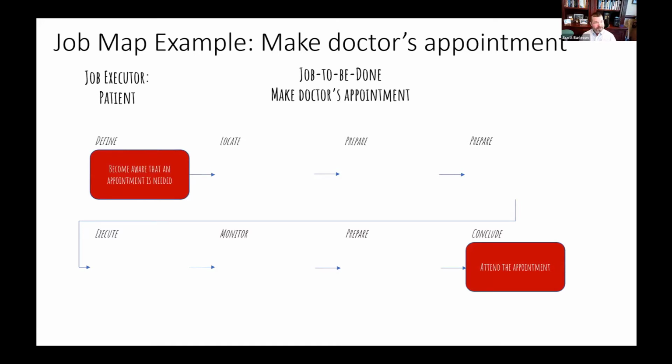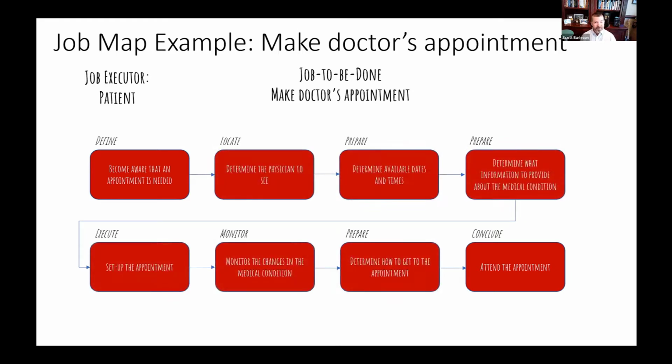So our first step: what's the beginning point and what's the end point? This process begins when we become aware that an appointment is needed. And by the way, "become aware" is a phrase that comes up in job maps a lot. It begins when we become aware that an appointment is needed, and it ends when we attend the appointment. You could have made the end point when you actually establish the appointment, but we're making the conclude point attending the appointment. So we have our beginning and end.